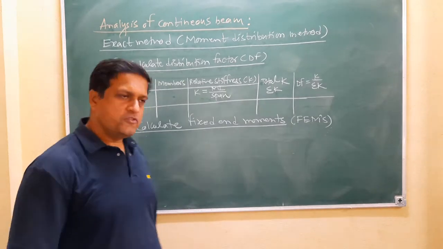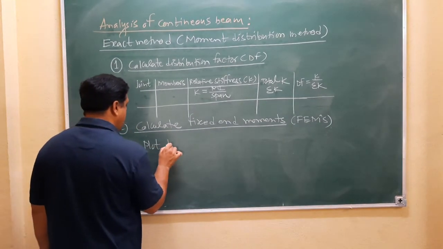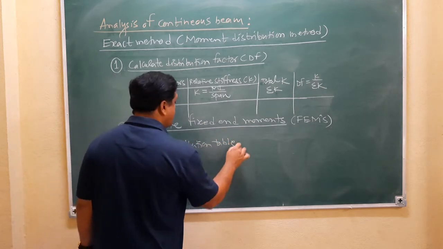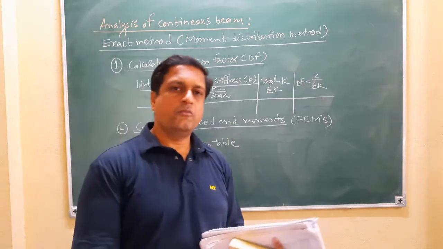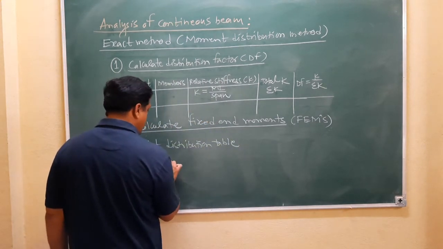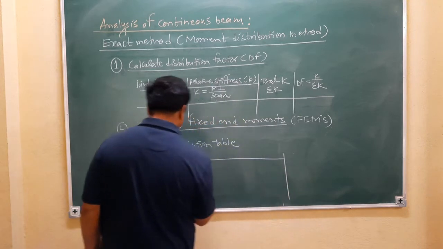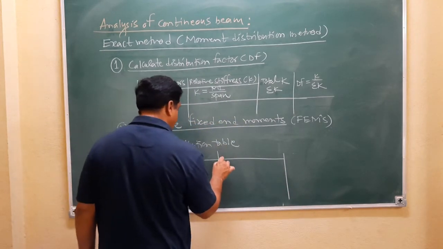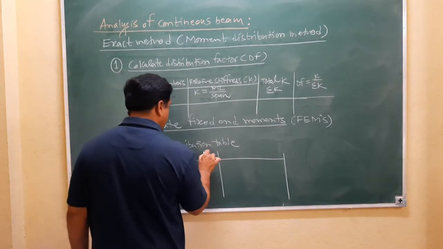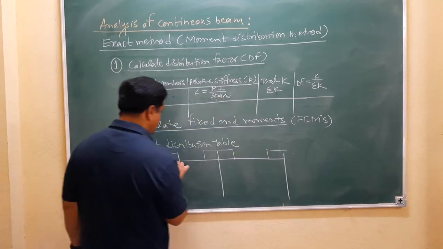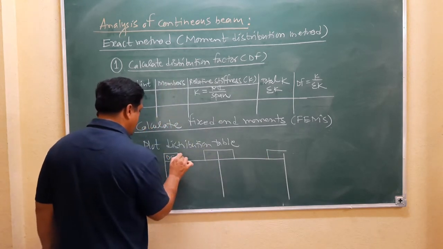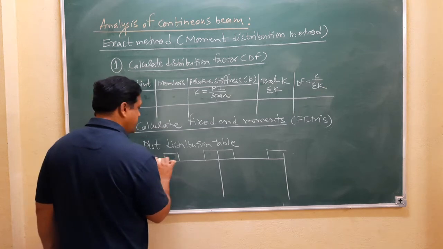Then third, plot the distribution table and distribute the moments. So what is the distribution table? You have to plot a distribution table like this. I want to give one small example of a two span beam. In this place you have to put the distribution factors.